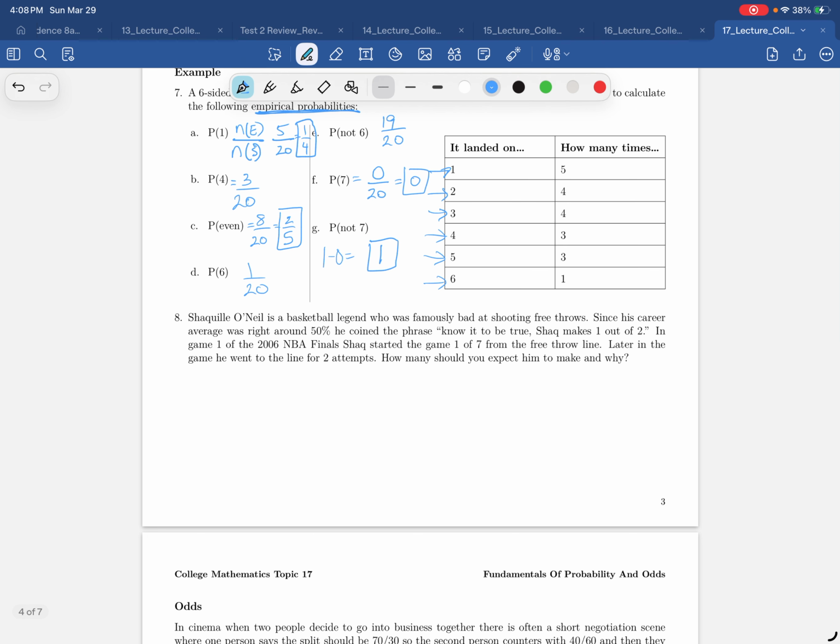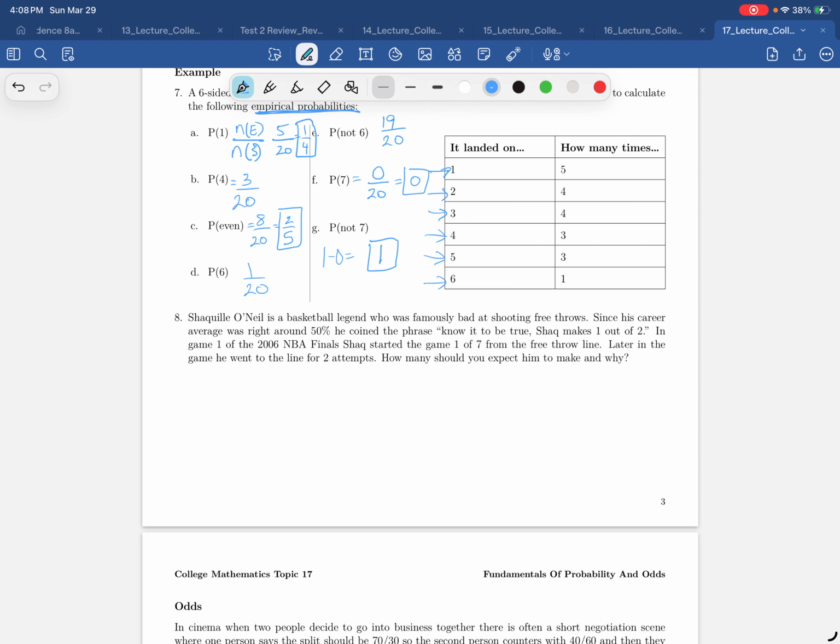Shaquille O'Neal is a basketball playing legend. He's awesome. Who is famously bad at shooting free throws. Since his career average was right around 50%, he coined the phrase, "Know it to be true, Shaq makes 1 out of 2." That's my Shaq impression. Actually, it'd be a bit more like, "Know it to be true, Shaq makes 1 out of 2." I can't do it. It's embarrassing that this is recorded now forever.